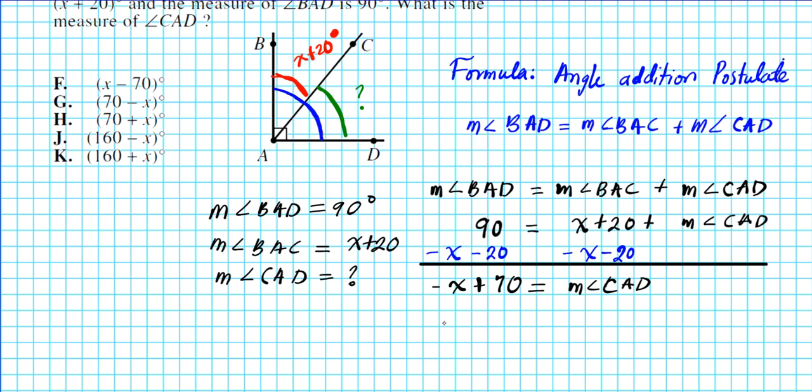Okay, so we can rewrite this using the commutative property of addition. This can be written as 70 minus x. 70 minus x degrees is the measure of angle CAD. Our answer is option letter G.